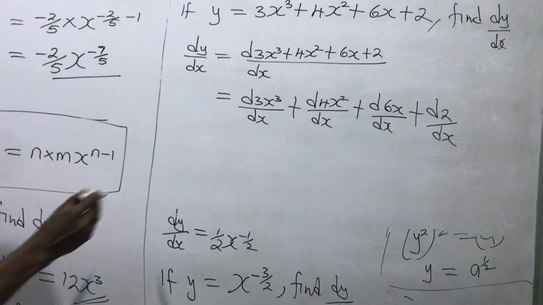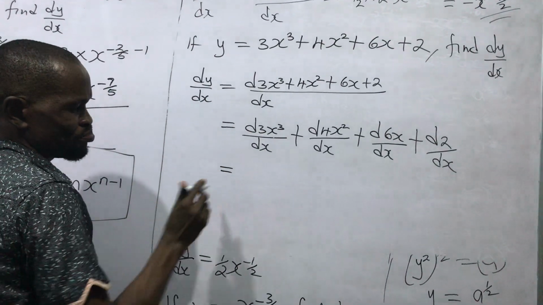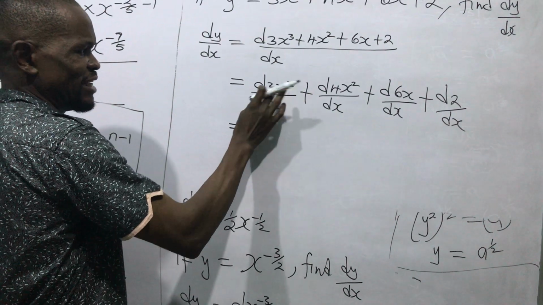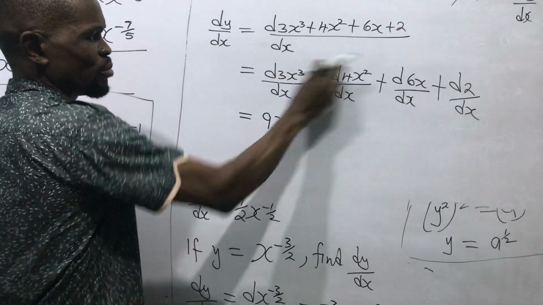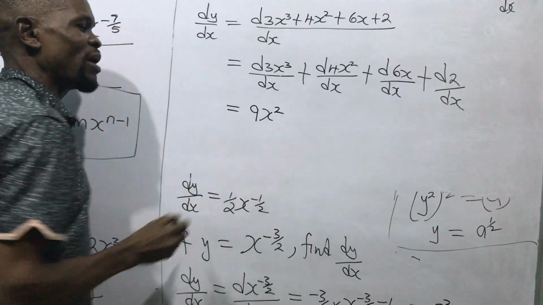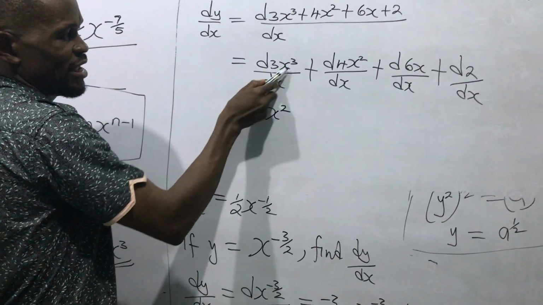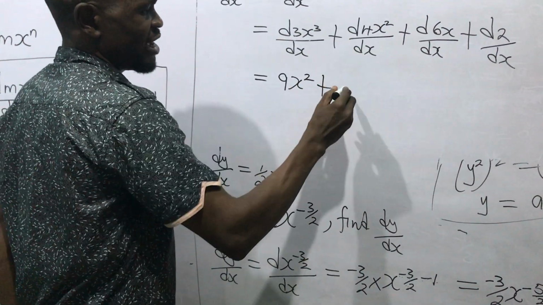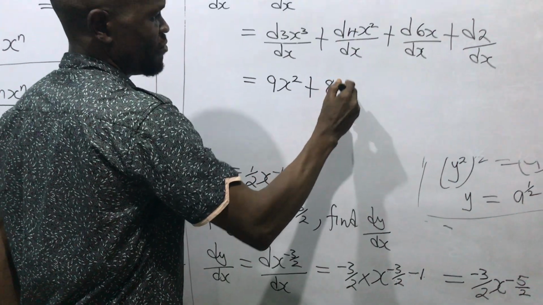Okay, let us look at this. I'm differentiating this first term. It will give me 9. You remember what I did? 3 times 3 gives me 9x. Then I subtract 1 from the power of x, and it will give me 2. 3 times 3 gives me 9, and I remove 1 from the power. Then plus, coming over here, 2 times 4 gives me 8.